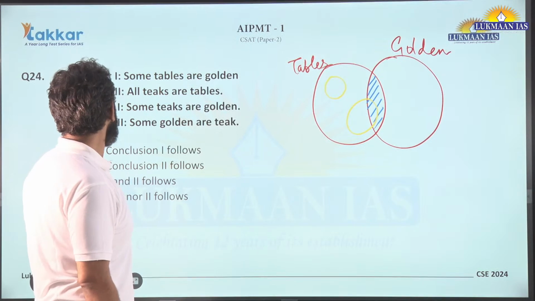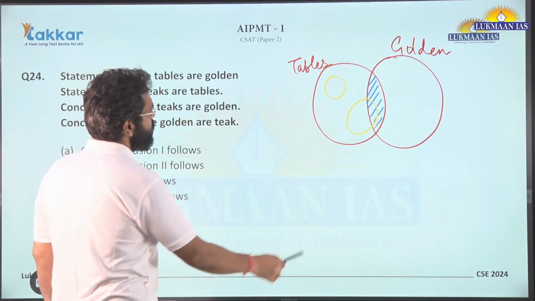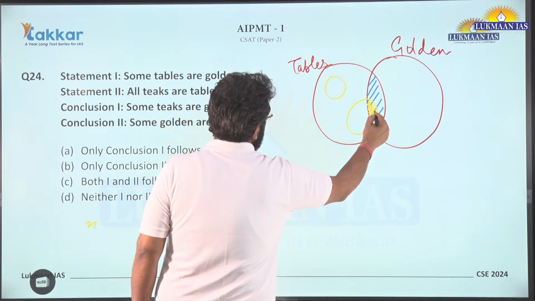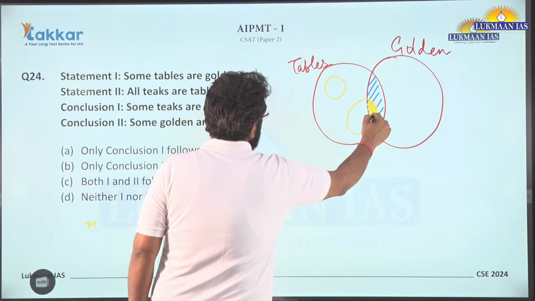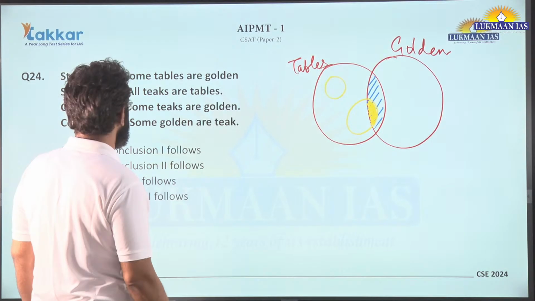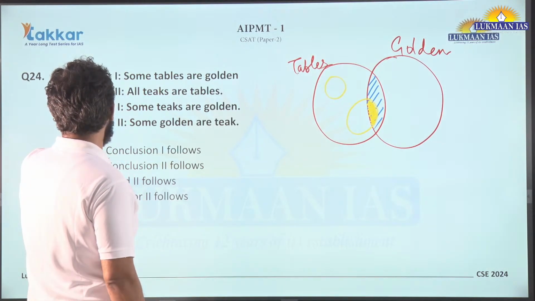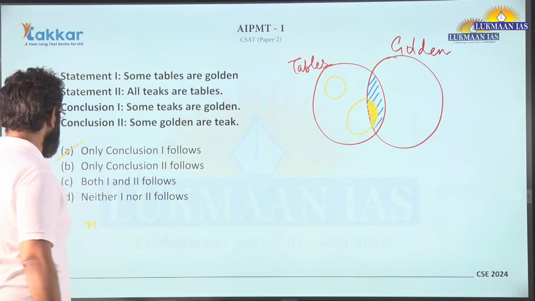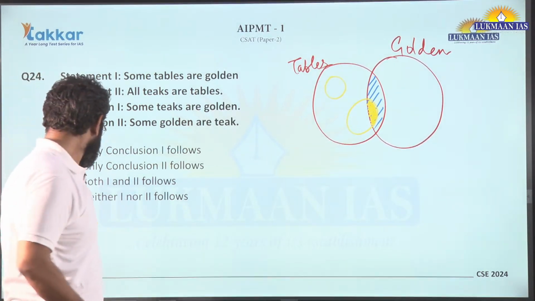Now let's check the conclusion. Some teaks are golden. Yes, some teaks are golden. It can be. And some golden are teaks. So only conclusion 1 follows. For question number 24, option A would be the right answer.